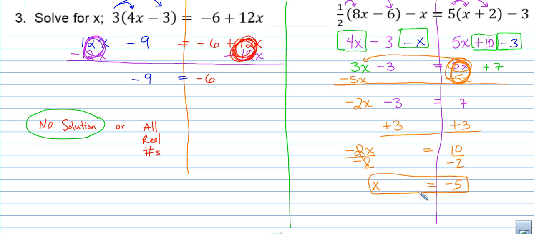If this is a true thing, that means the whole right side will equal negative 18 as well. So negative 5 plus 2 is negative 3. 5 times negative 3 is negative 15. Negative 15 minus 3 is negative 18 as well. So you can see by plugging in negative 5 for the x up top that it'll give you the same answer on both sides, which means our answer works.